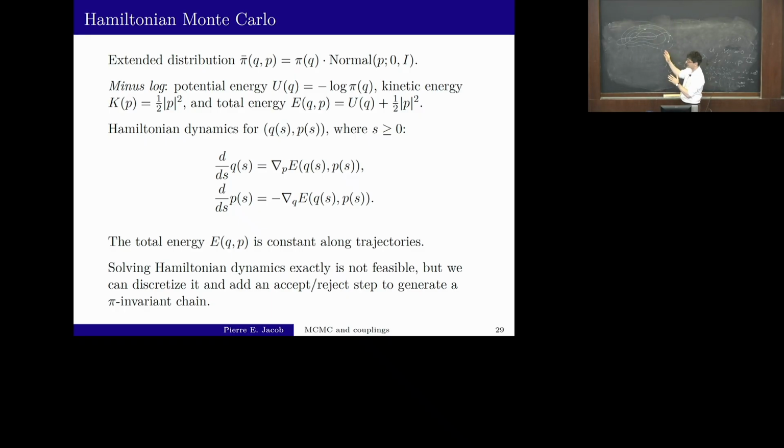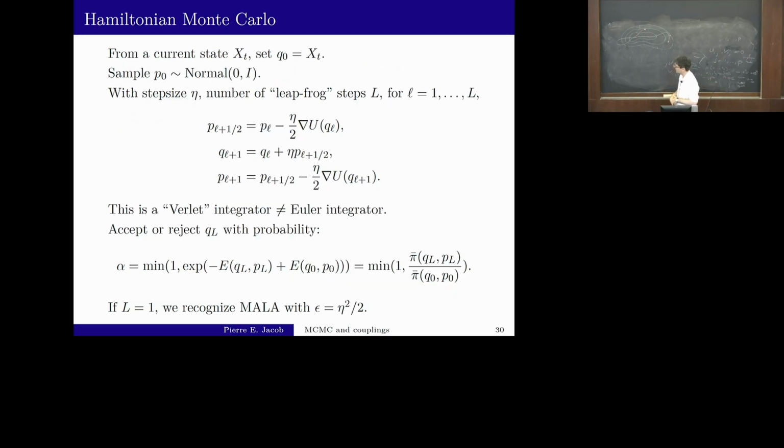If you can do that exactly, that would give you points that would, again, satisfy detailed balance and leave the target distribution invariant. It would be a valid way of doing MCMC. So in fact, we can't typically solve those equations. They are a deterministic system of equations, but they're not linear, and in general, you can't solve them exactly. But what you can do is discretize.